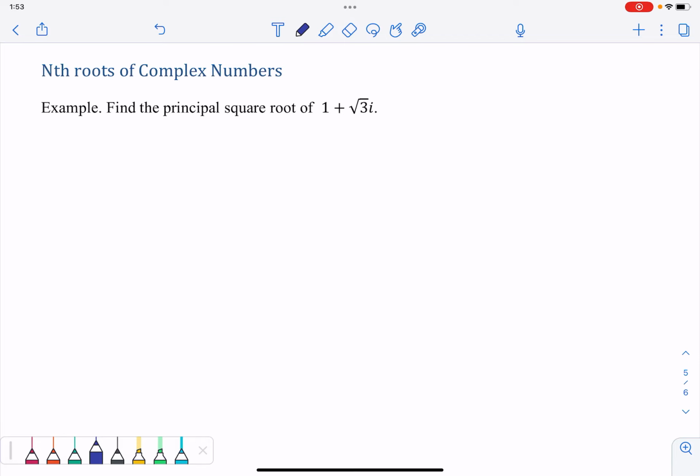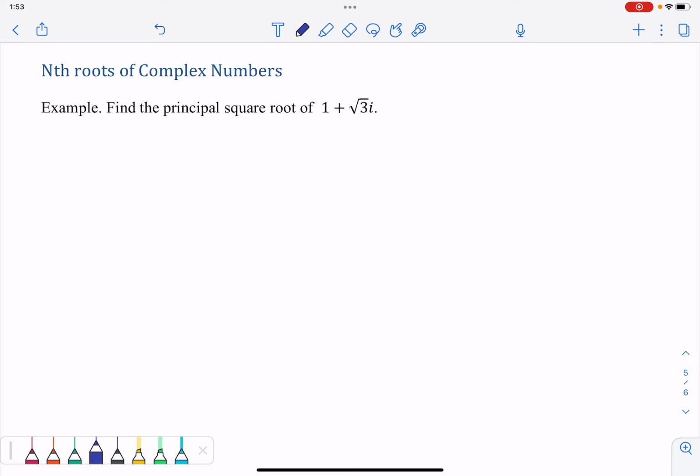nth roots of complex numbers. So what does that mean? Well, we're going to be looking at finding, say, a square root or a cube root of a complex number and how to do that. So, example, find the principal square root of 1 plus root 3i.